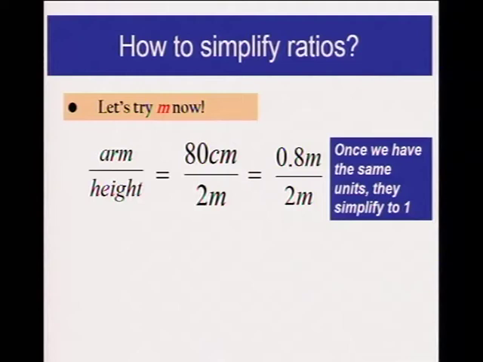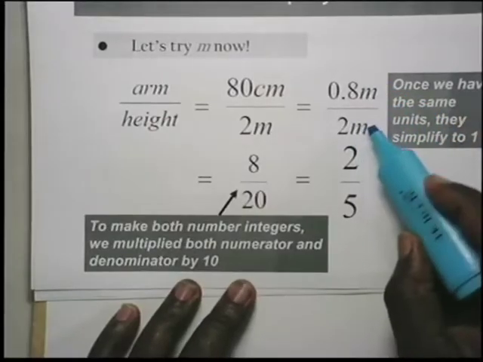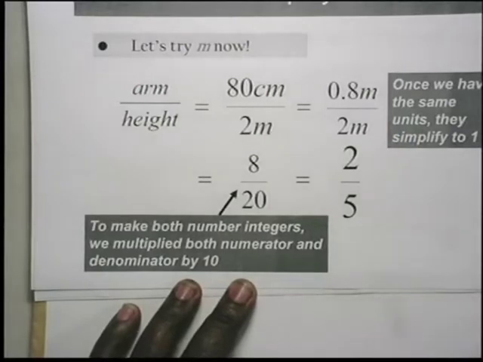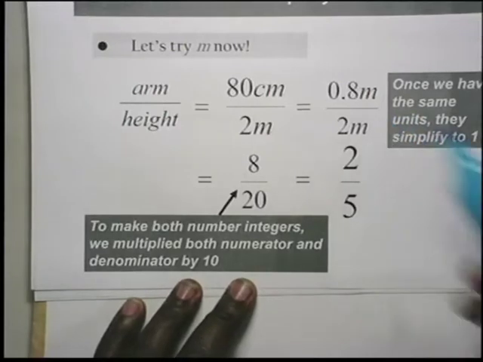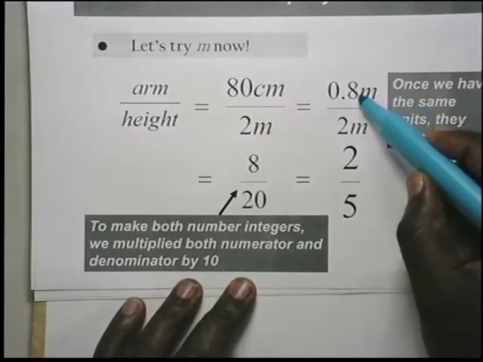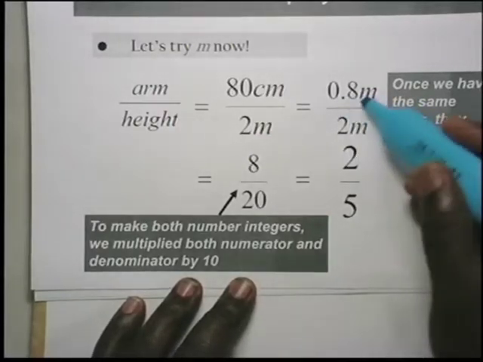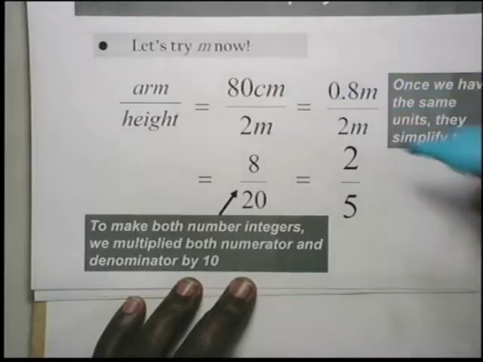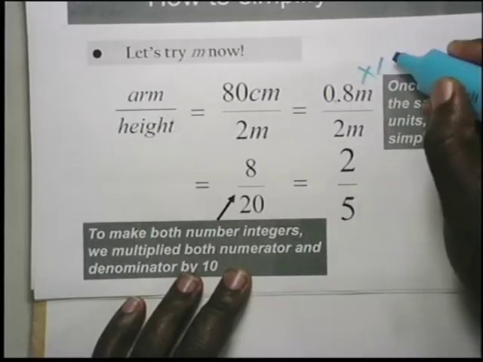Now, there is a slight challenge that we will face there, but we'll discuss how we are going to deal with that one, okay? If you look, 80 centimeters, 0.8 over 2 meters. It is advisable that we try to avoid working with decimal numbers. Therefore, I would like to change this one so that it's not decimal. I can make 0.8 an integer by multiplying this one by what? By 10.